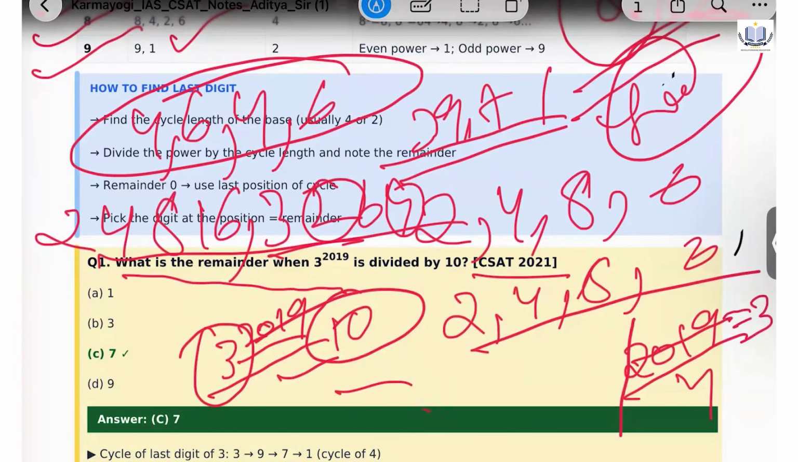That means the third number in the pattern will be the unit digit. What is the pattern of the power of 3? 3, 9, 7, 1, 3, 9, 7, 1. So what is the third number? 7. So 7 will be the unit digit.